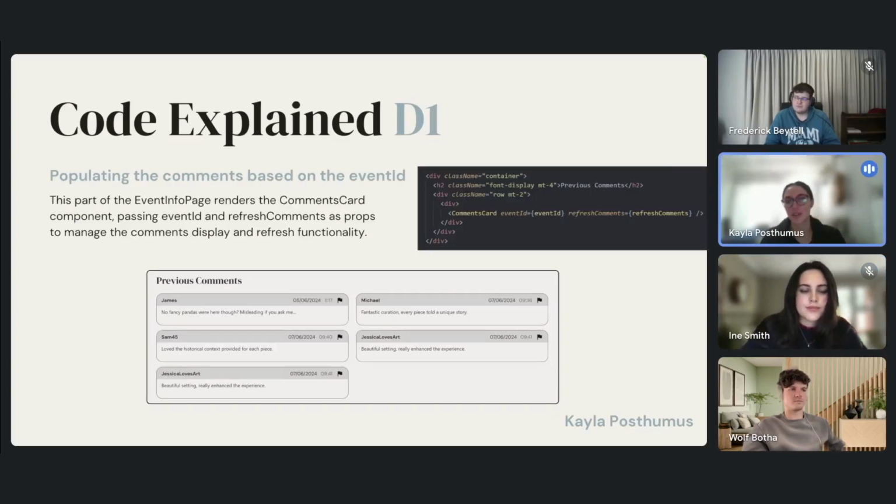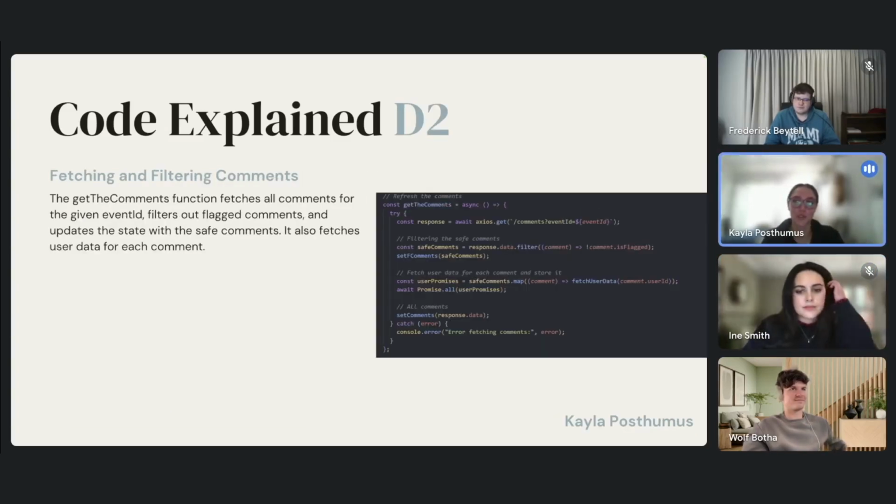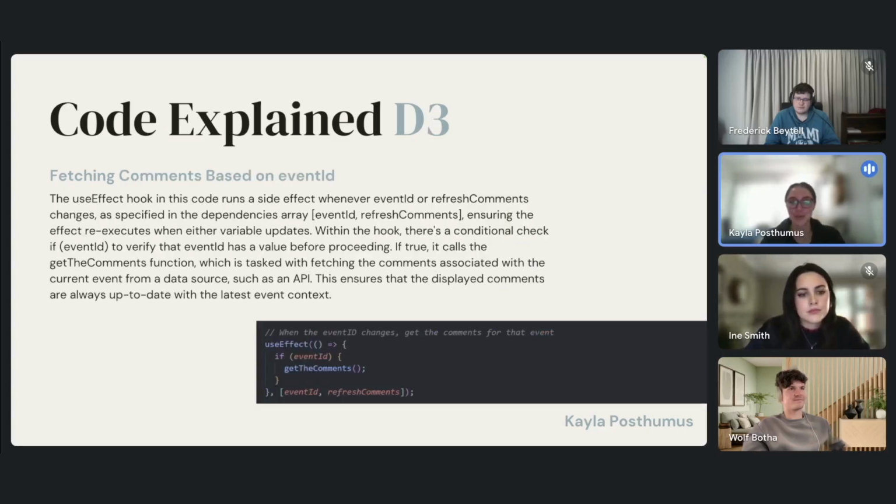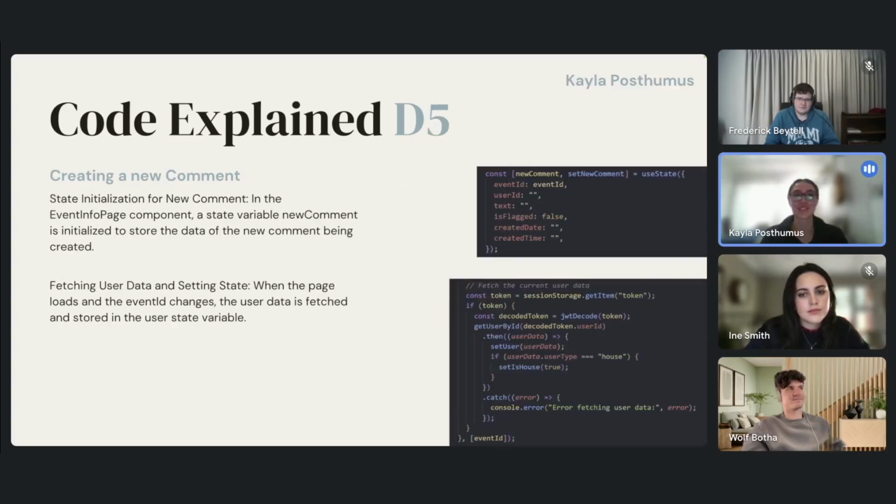I'm going to be explaining how we create a new comment. So firstly, I added how you can populate the different comments, but due to time constraints, I'm not able to do that. Creating a new comment. So first we create a new state variable. So in there we add the event ID, which is retrieved from the event info page that it is on. We create the user ID, text, is it flagged, created date, and the created time.